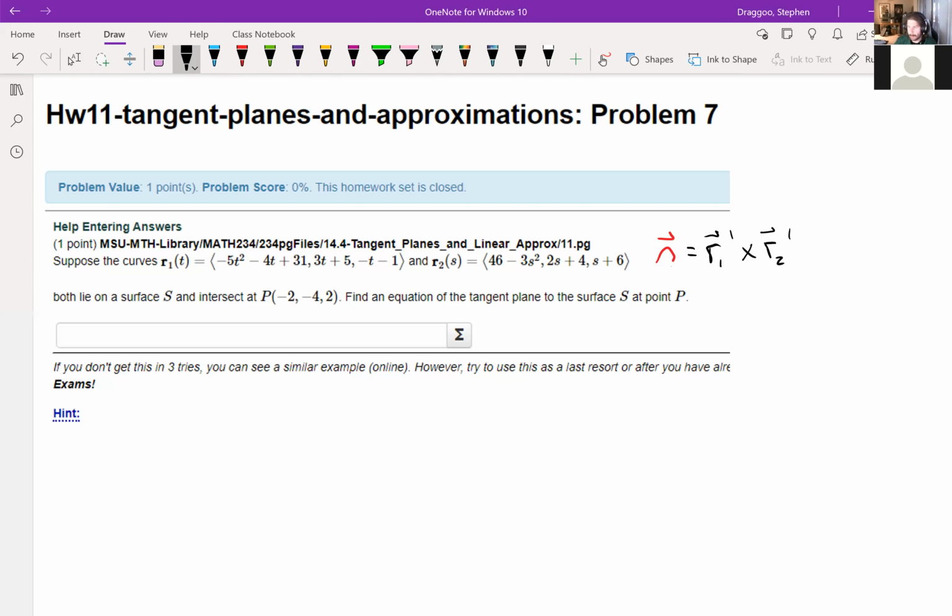Find the tangent vectors by taking their derivatives. And if I have two tangent vectors at a point, I can use their cross product to come up with a normal vector at that point.